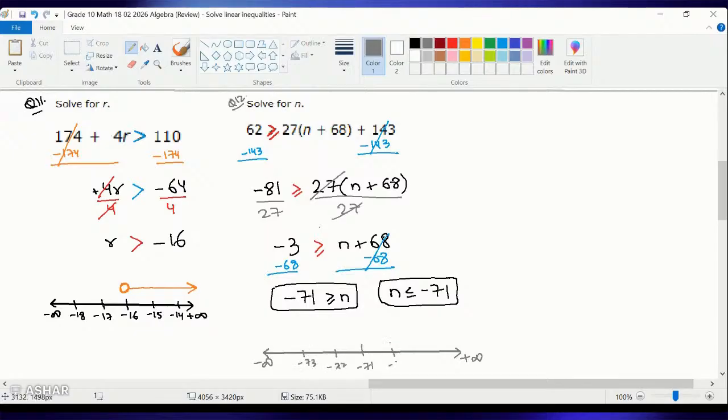This would be minus 70, minus 69, minus 68, and so on, right? Three or four values are more than enough. But in this case, it says n is less than or equal to minus 71. That means make a circle. Do we see an equal sign? Yes, we do see an equal sign. And the value of n is smaller than minus 71. That means the larger the number in negative, the smaller it is. Okay, do we agree? The arrow goes to the left side of the number line.